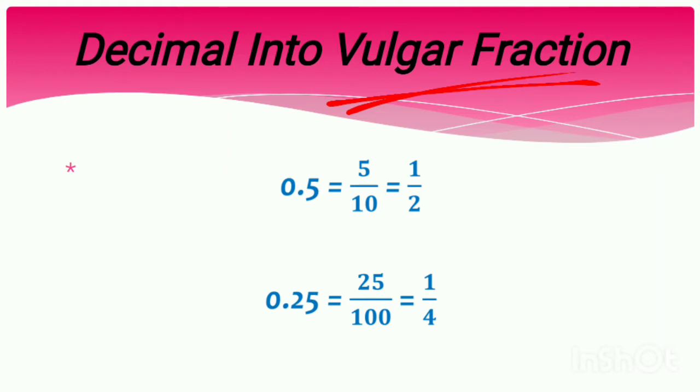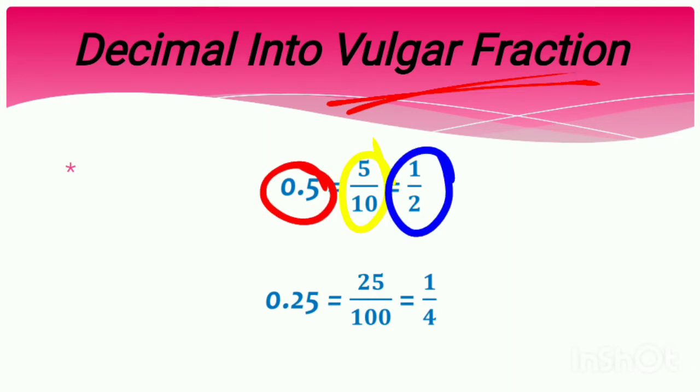Okay. Here we have 0.5. 0.5 can be written as 5 by 10, which when simplified we will get 1 by 2. 1 by 2 is a fraction with denominator other than 10 to the power something. So we call 1 by 2 as, good, you all very smart. Good, this is vulgar fraction.